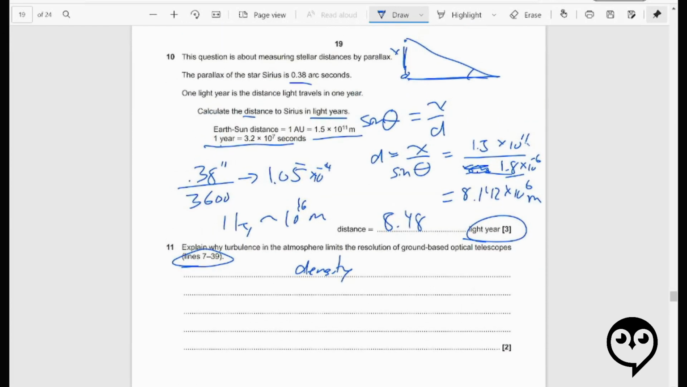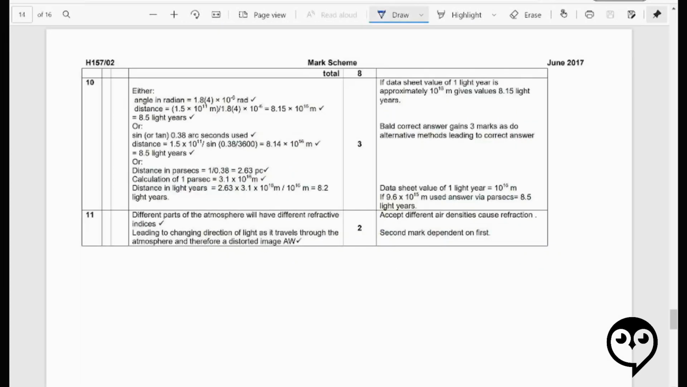Okay, all right. So that's questions 10 and 11. Yeah, so we've done the calculation here. We got 8.5 light years. I think this is what I did. You could do it this way, or you could work with parsecs if you like. That's fine. It ends up being 8.2 light years. Whatever, that's fine.